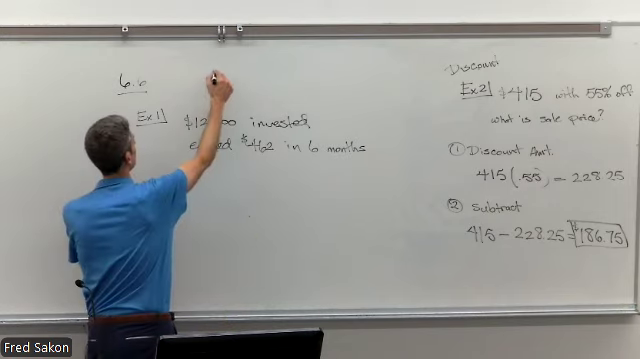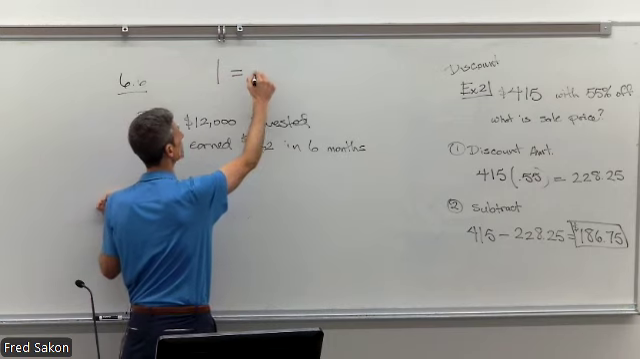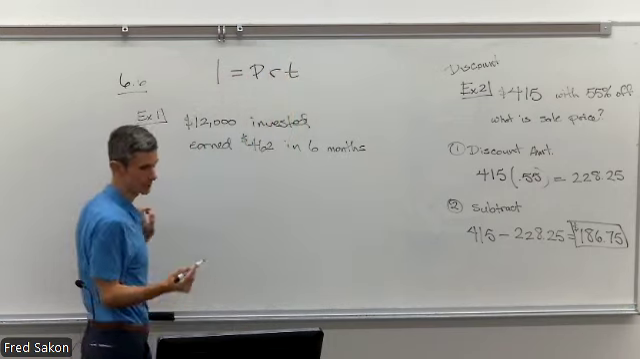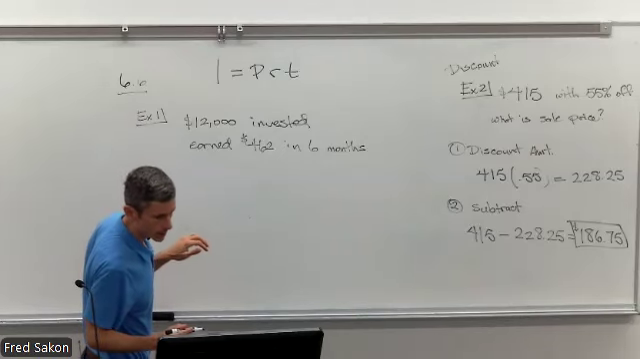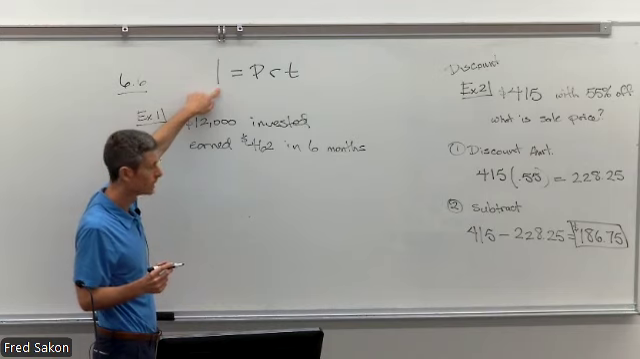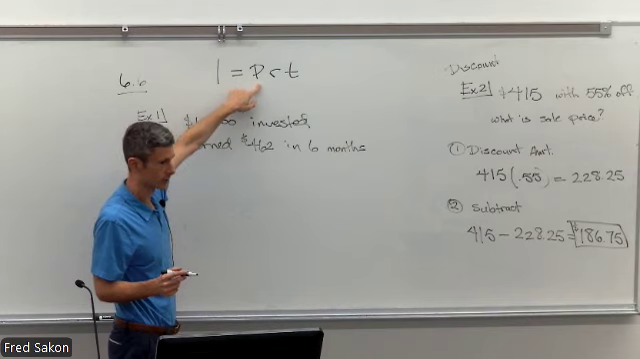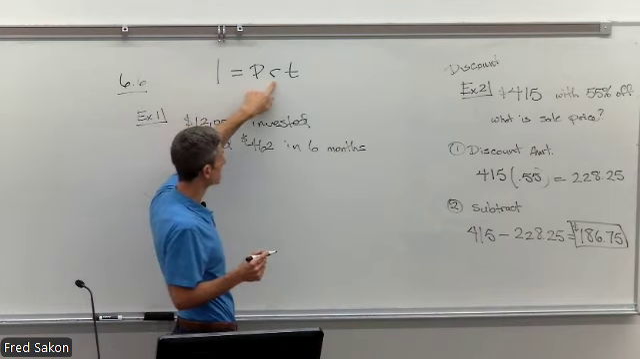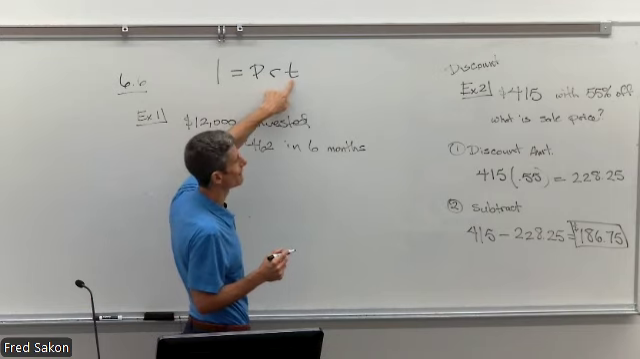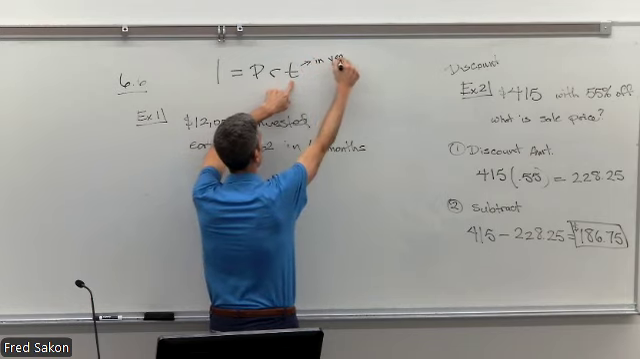And so we need, for our reference, to use interest equals principal times rate times time, the simple interest formula. What these mean is: I is the interest I earn, P is how much I invest, the original principal amount, R is the rate as a decimal, and T is the time, specifically in years.